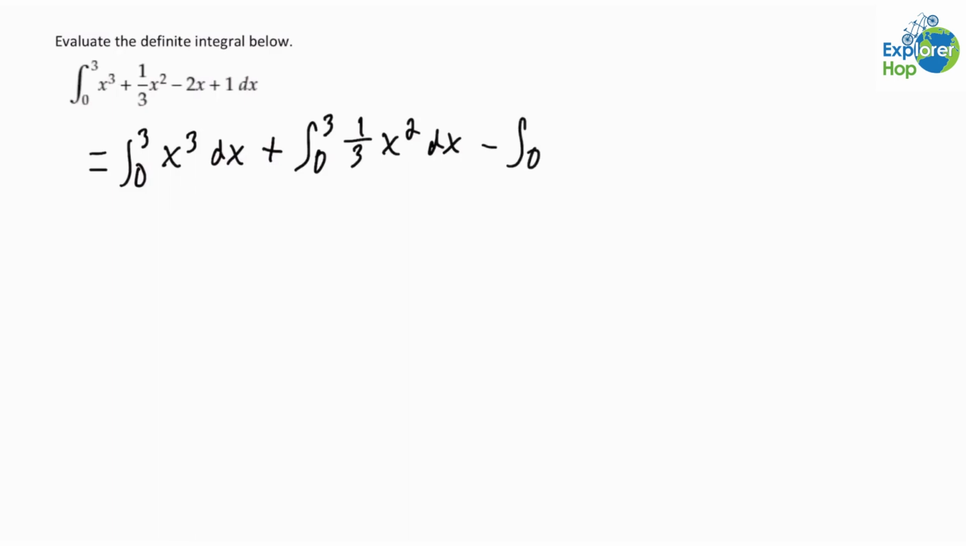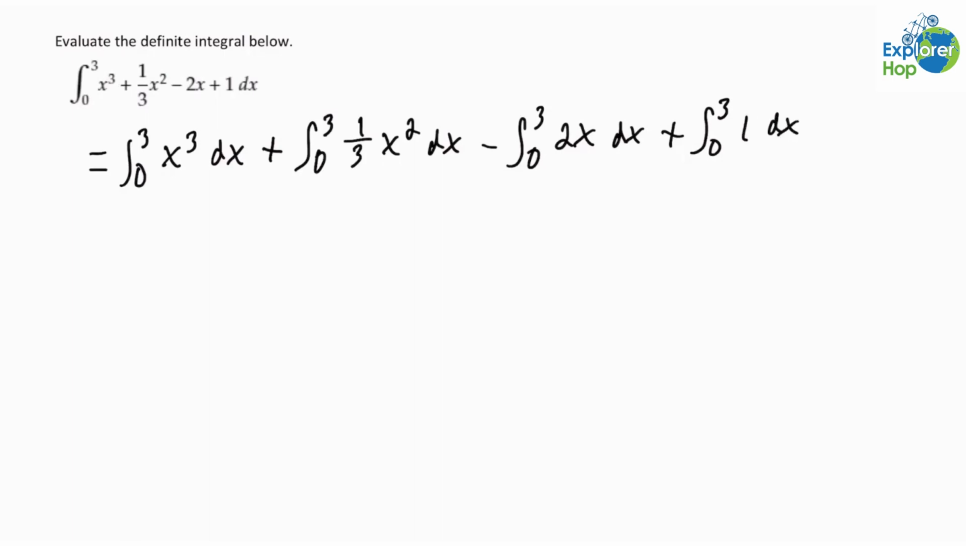First, we will apply the sum/difference property. So we get that this integral is equal to the integral from 0 to 3 of x cubed dx plus the definite integral from 0 to 3 of 1/3 x squared dx minus the integral from 0 to 3 of 2x dx plus the integral from 0 to 3 of the constant 1 dx.